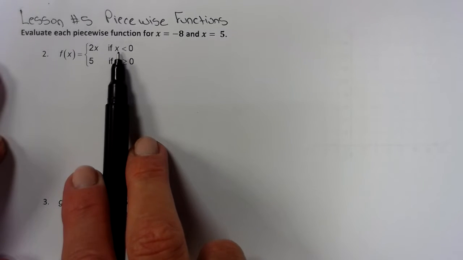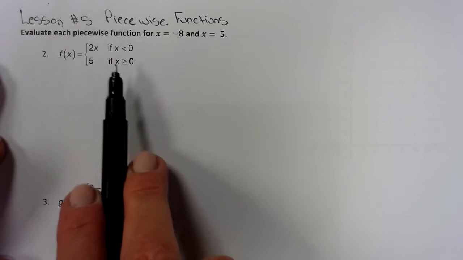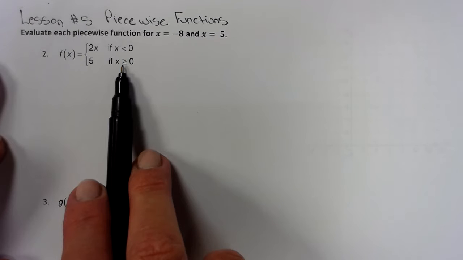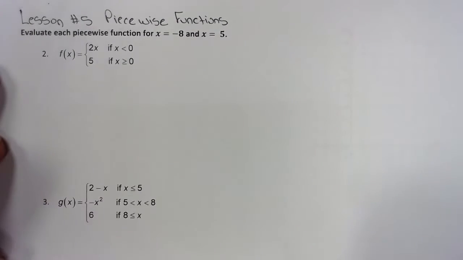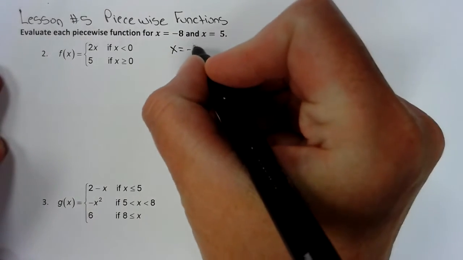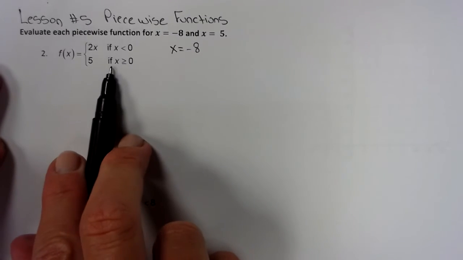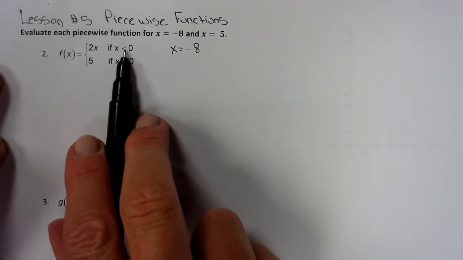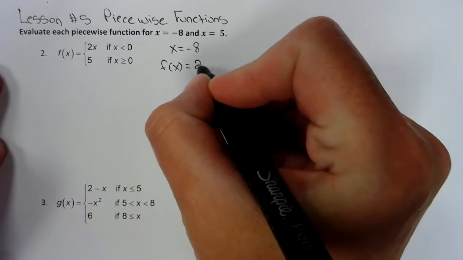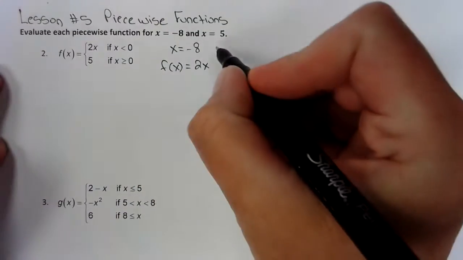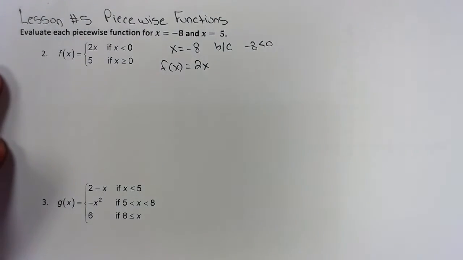So if the x value is less than 0, then you will use the 2x function. And if the x is greater than or equal to 0, then you will use the 5 function. So when x equals -8, is that smaller than 0, bigger than 0? It's smaller than 0, so we're going to use f of x equals 2x. And we're going to use that because -8 is less than 0.